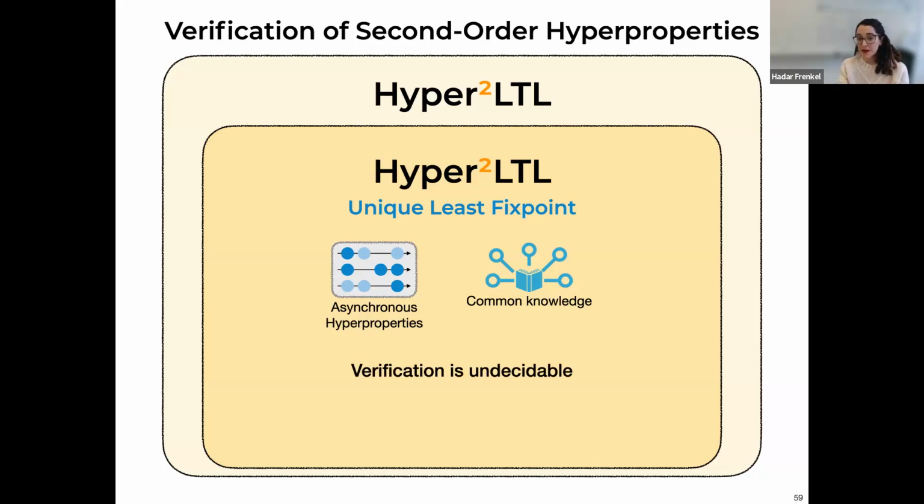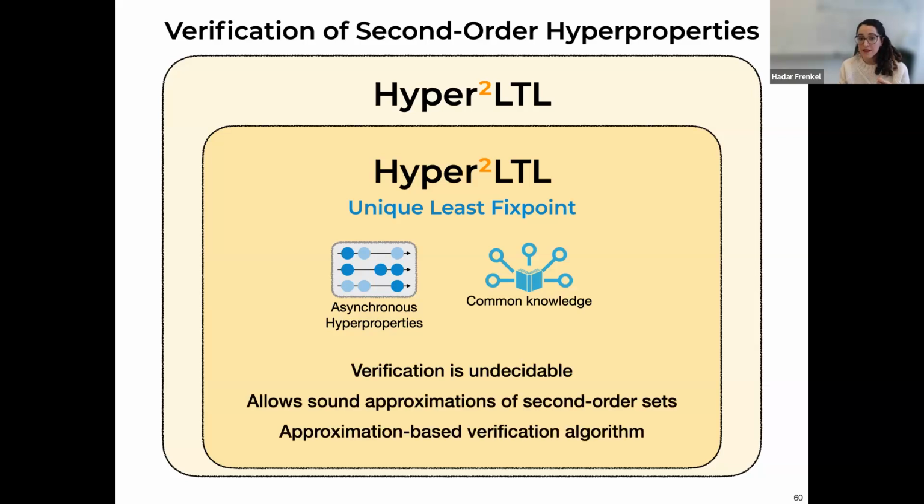But what we can do here, the fixed points, which I will explain soon, allow for sound approximations of the second order sets. So we have second order sets in HyperQPTL and we can approximate them in a sound way. And then we can provide some approximation-based algorithm.